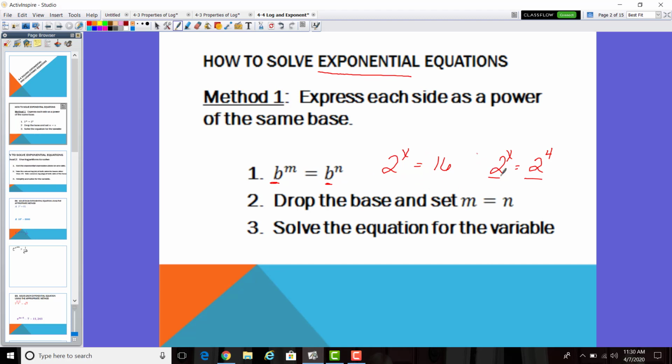If we can get our equation to have both sides with the same base, then this method says we can drop that base and set our exponents equal to each other and then solve this equation for our variable. This was a simple one, so that is going to be our answer here. There's nothing to solve for x, but most of them there will be. That's the first method to solve exponential equations.